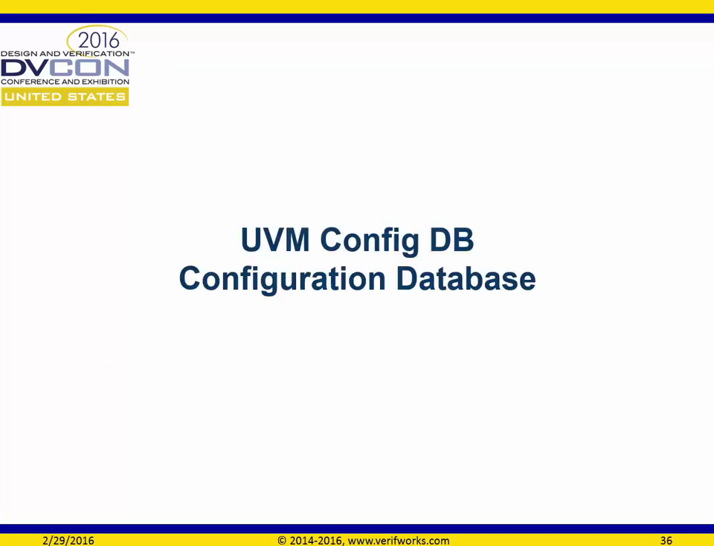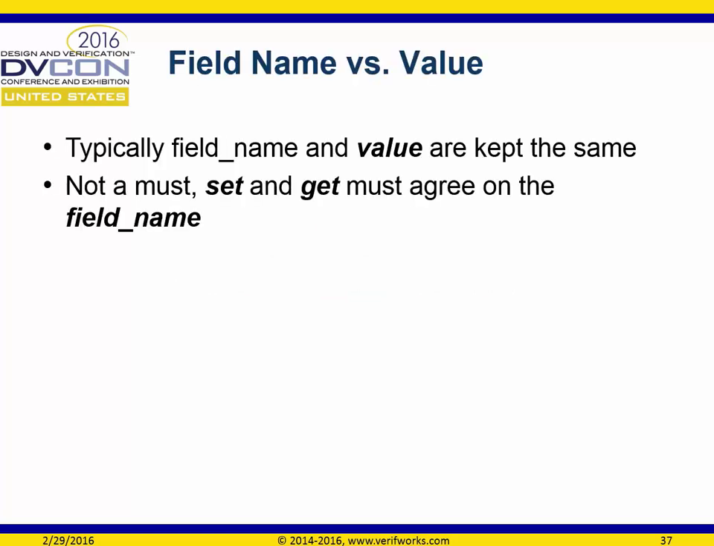I'm going to go back to the config DB to touch a little bit more on what Doug had covered in the earlier presentation. Typically, field name and the value are usually kept the same. You can change them. It can be anything you like. There are some gotchas when you use the config DB, but not a must, but set and get must at least agree on the field name. And I'll go over that in a second and how to debug when something goes horribly wrong.